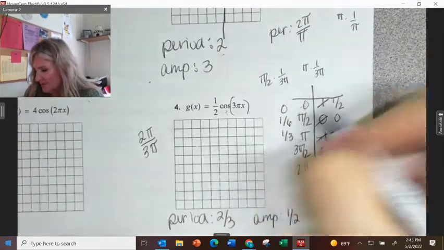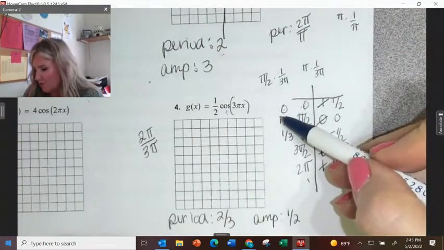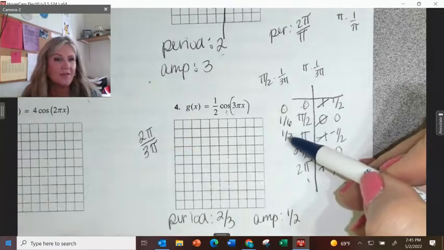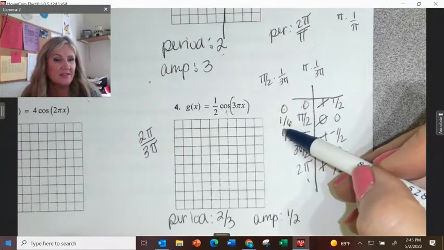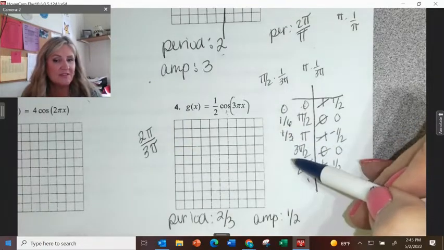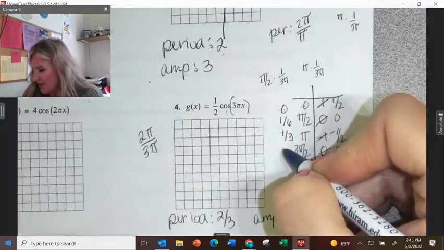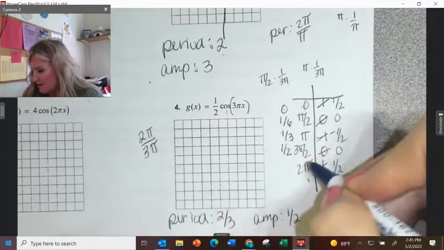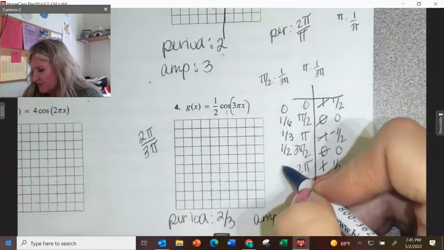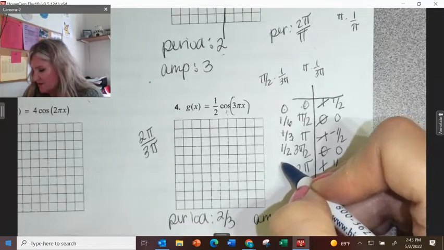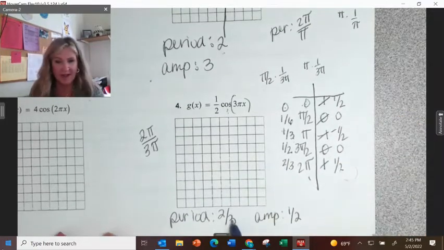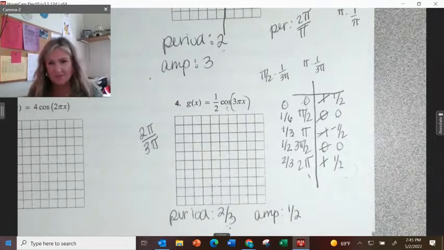What's pi times 1 over 3 pi? 1/3. Look at this pattern, guys. 0, 1/6. What's 1/3 with a denominator of 6? 2/6. So what's the next one going to be? 3/6, which is what? So this is 3/6. My next one's 4/6, which is what? 2/3. Did that work out correctly? Is that period 2/3? Good.